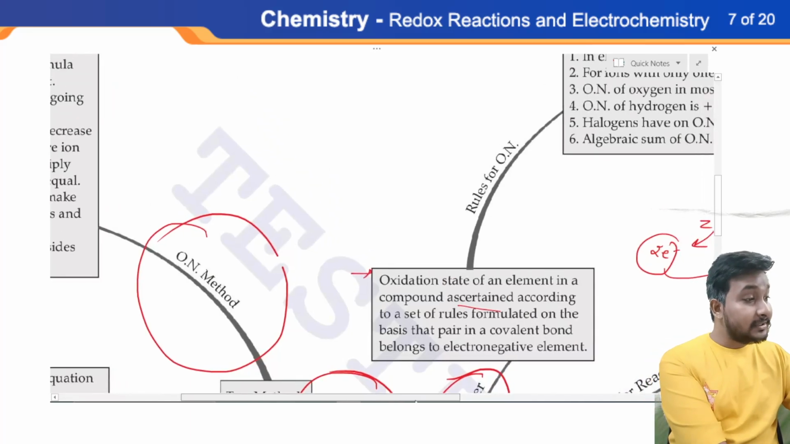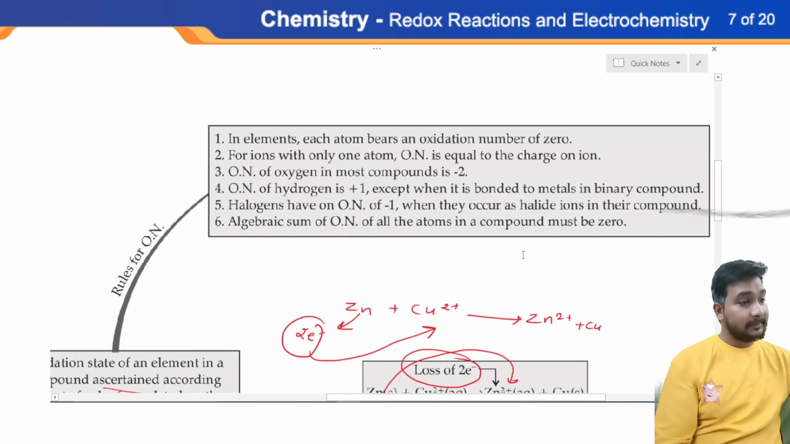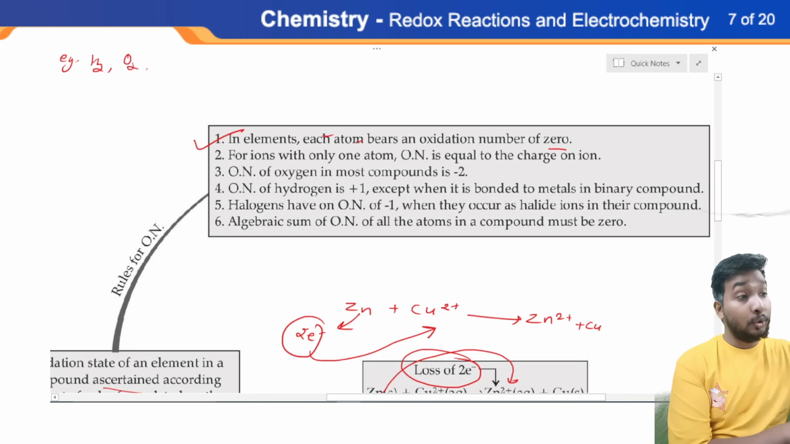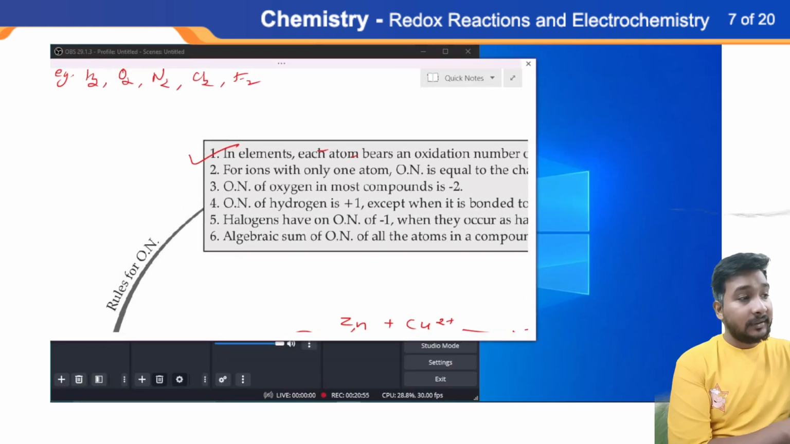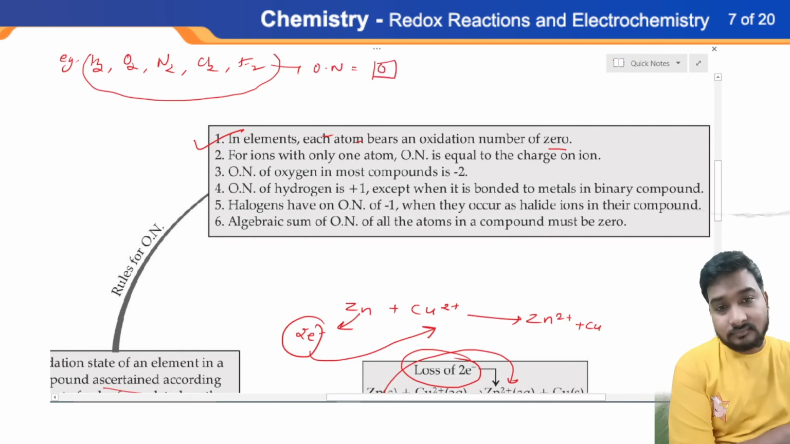Now, what are the rules of oxidation number? We have some rules, and we'll apply them by taking some examples. Rule number one: in elements, each atom bears an oxidation number of zero. For example, we have H2, O2, N2, Cl2, F2. These are called elemental forms. If your species or molecules are in elemental form, then their oxidation number is always zero, no exceptions.